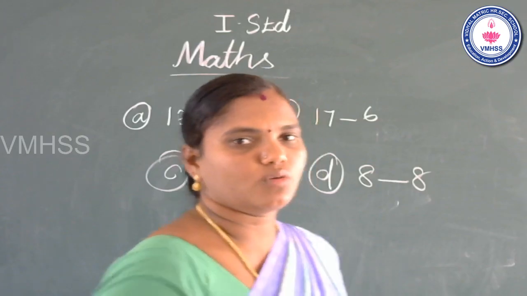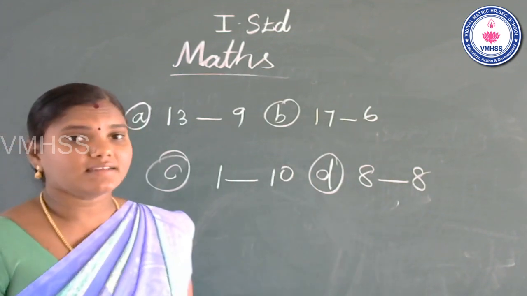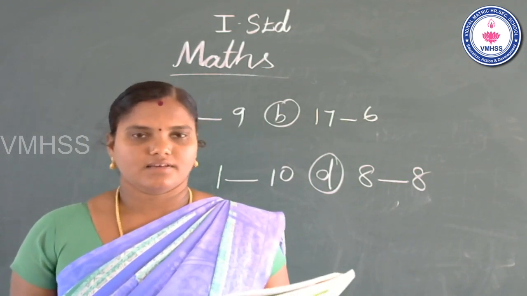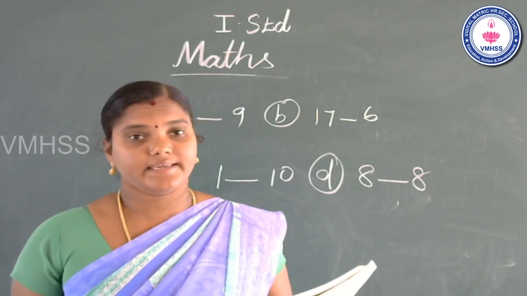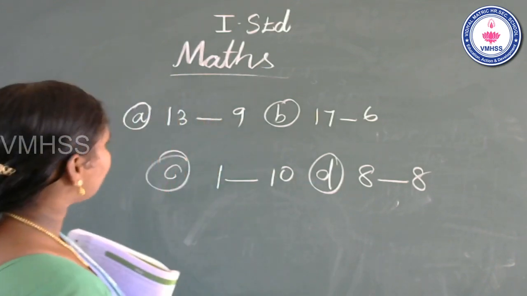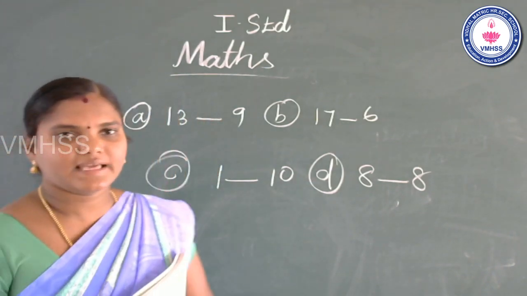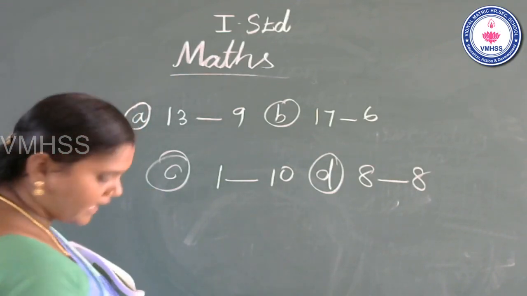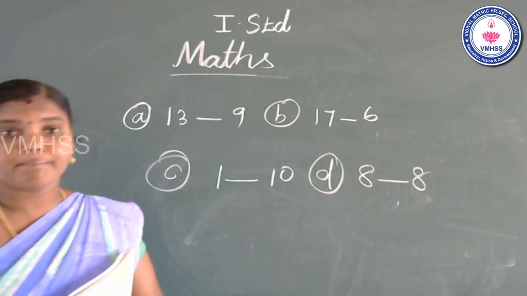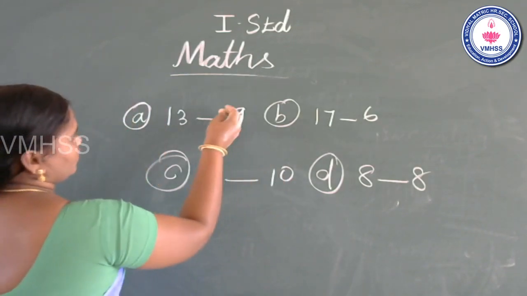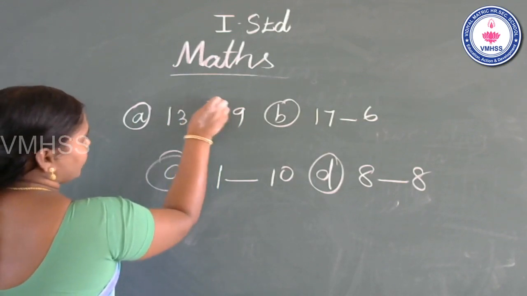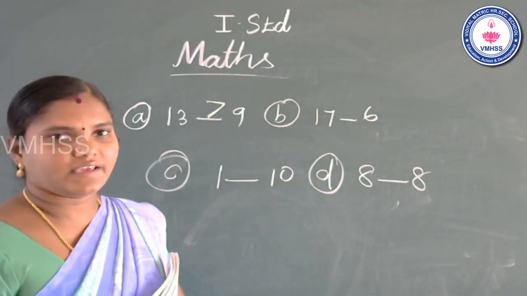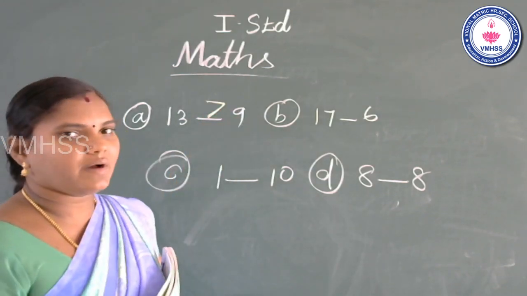Students, look at the board now. Compare numbers by counting. Use the signs: greater than, less than and equal. Which one is the bigger number, students? Yes, 13 is a bigger number. Very good. Draw the greater than symbol. Okay, students, let's go to B part.